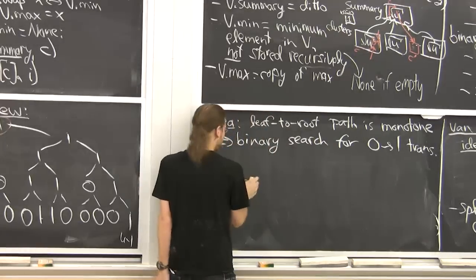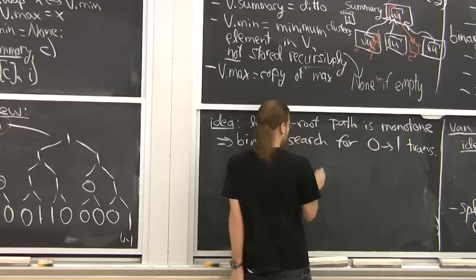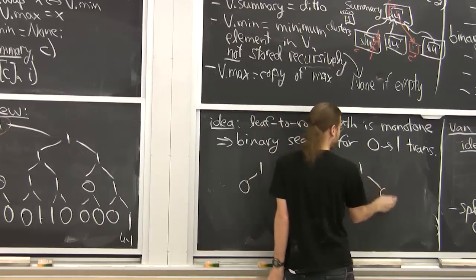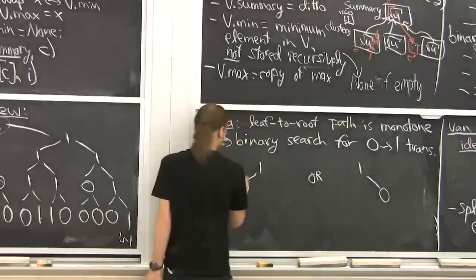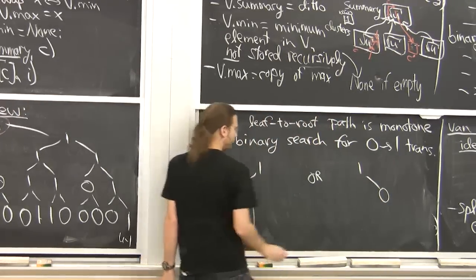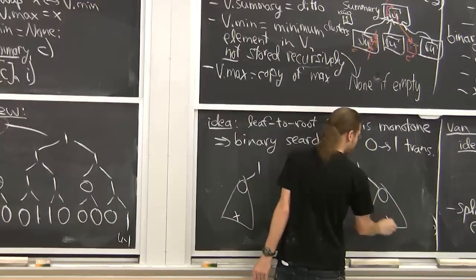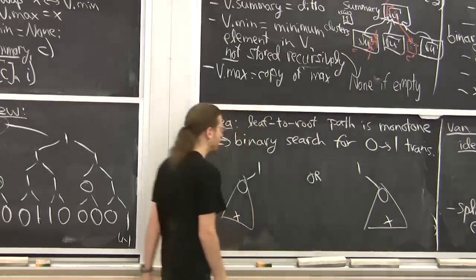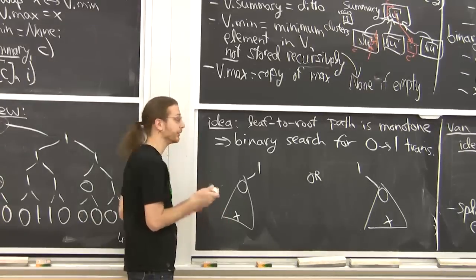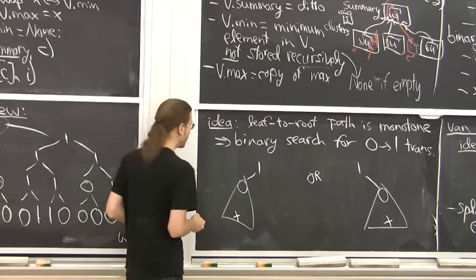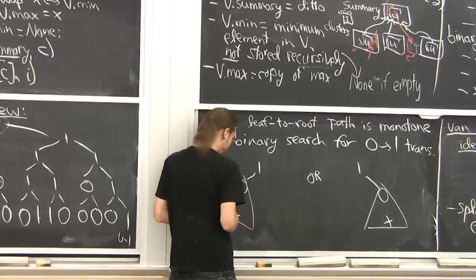And it either looks like this, or it looks like this. So our query was somewhere down here in the 0 part. I'm assuming that our query is not a 1, otherwise it's an immediate 0 to 1 transition. And that's a special case. It's easy to deal with.